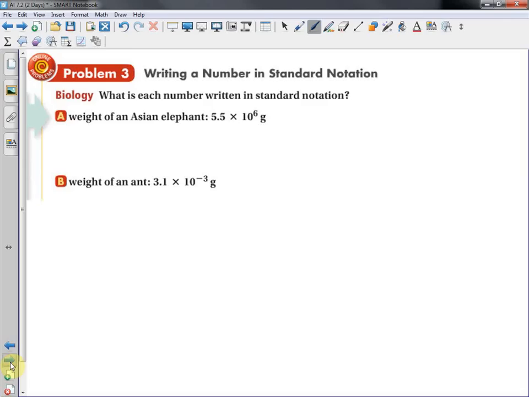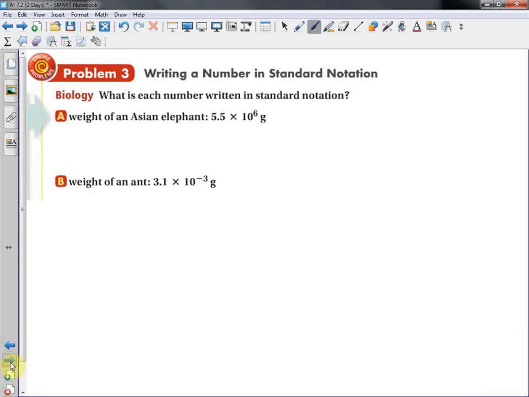All right, so here we have 2 that are in scientific notation. They want us to write them in standard notation. So let's start with A. It says the weight of an Asian elephant is 5.5 times 10 to the 6th grams. Well, a couple things already that I see.